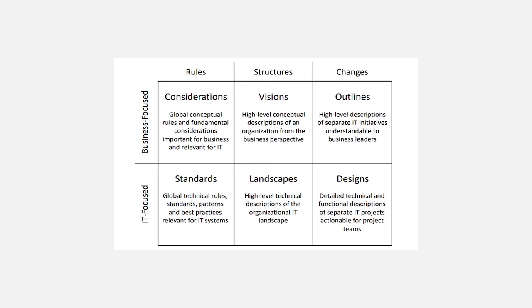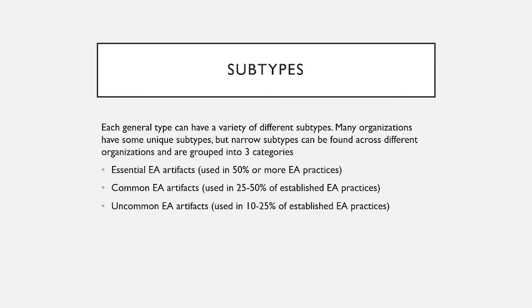But before we move on, I want to make something abundantly clear. These 6 are not the only forms that documents take. These are sort of general forms. Each one of these forms has subtypes: considerations, subtypes; visions, subtypes. You get the idea. So before we talk about them, let's talk about sort of what a subtype is. Subtypes. Each general type can have a variety of subtypes. Many organizations have unique subtypes, but narrow subtypes can be found across different organizations and are grouped into 3 categories.